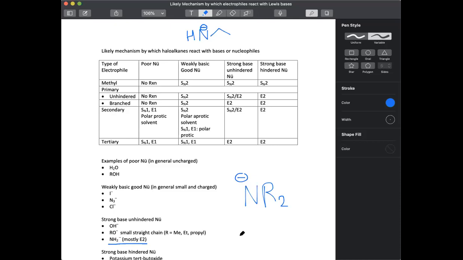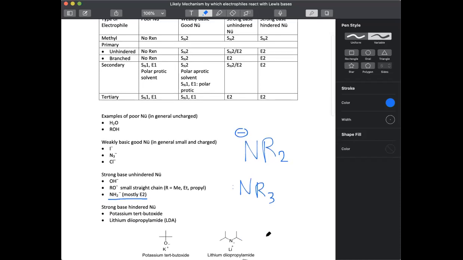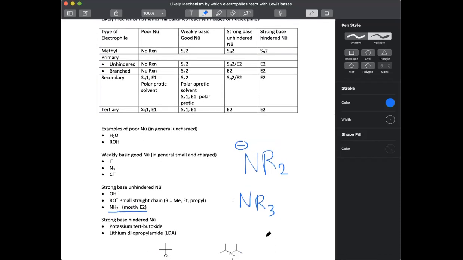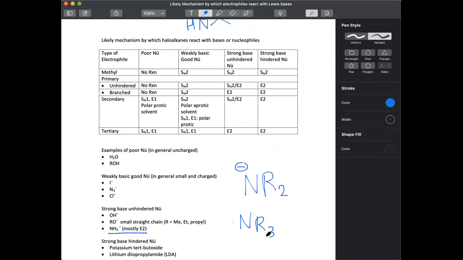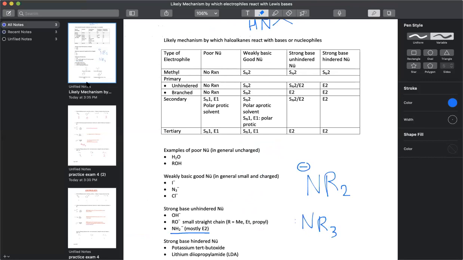So if you have something like NR3, SN2. This is the only exception where a neutral nucleophile is considered a strong nucleophile. This right here, an amine. I probably just made things worse, but it's fine.